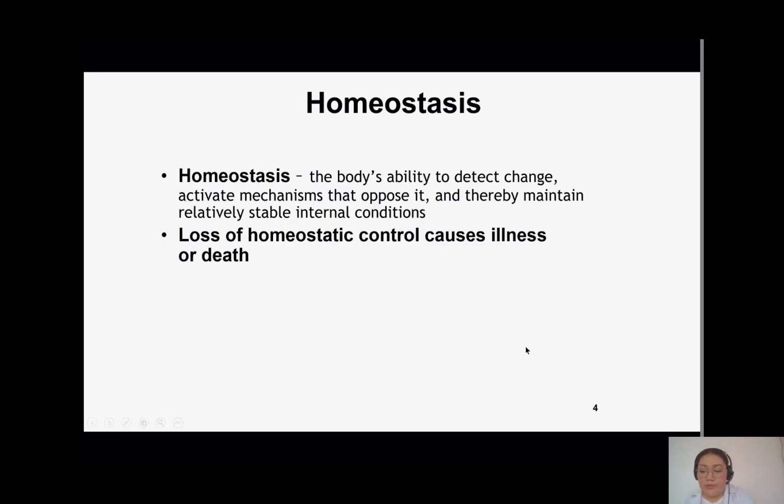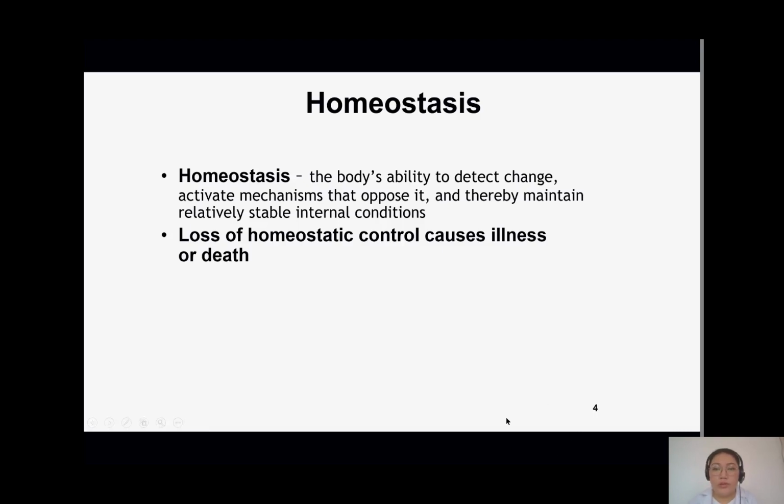The next one, let's talk about homeostasis. I will show you the definition. Homeostasis is the body's ability to detect change, activate mechanisms that oppose it, and thereby maintain relatively stable internal conditions. Relatively stable means that we have ranges from one point to another, and our body compares a certain value with these normal ranges. The loss of homeostatic control causes illness or death.